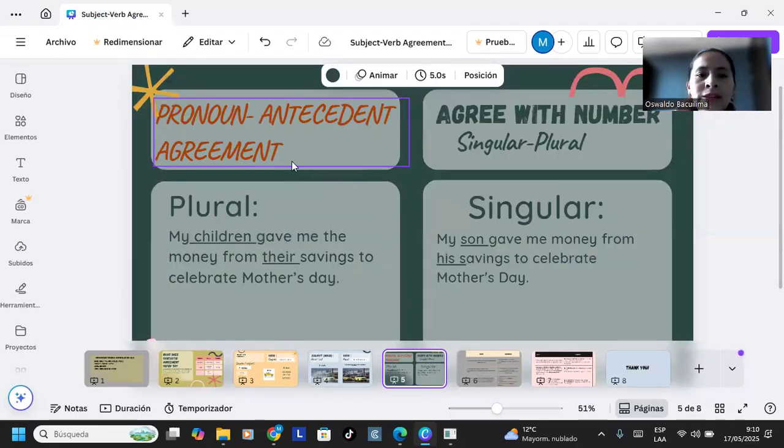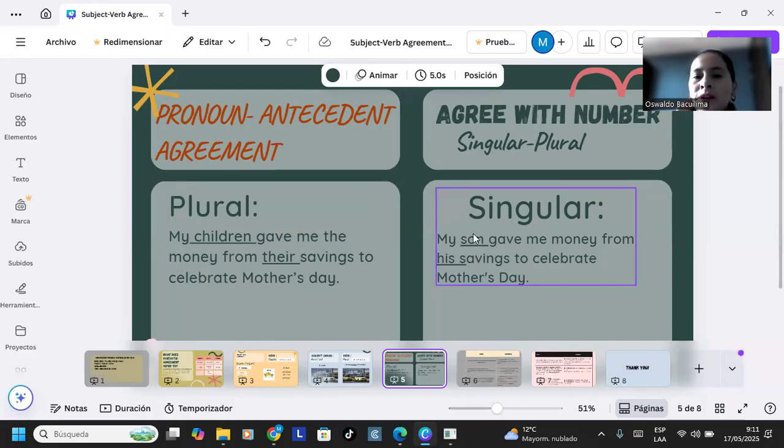And here, pronoun-antecedent agreement. We have here a plural. One example is a plural that concords with the subject, concord with the number and gender. For example, my children gave me the money from their savings to celebrate Mother's Day. So children is all my children. So this concords with the subject, their, in gender and number.